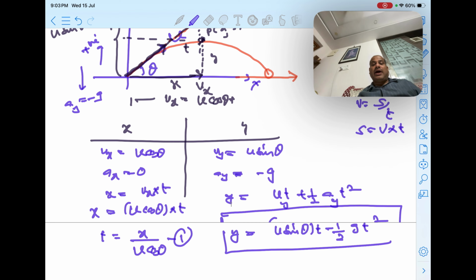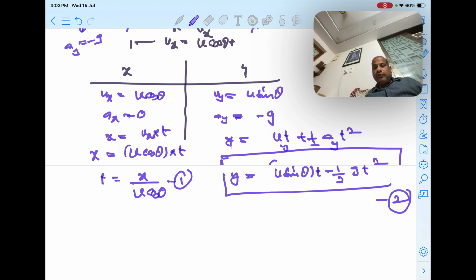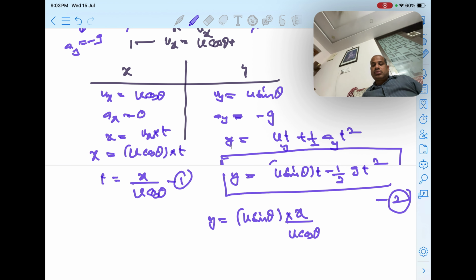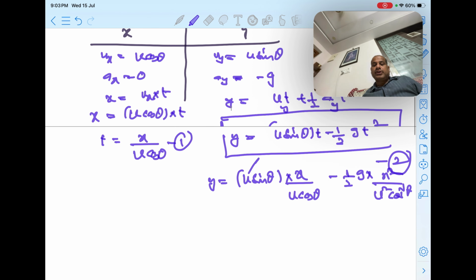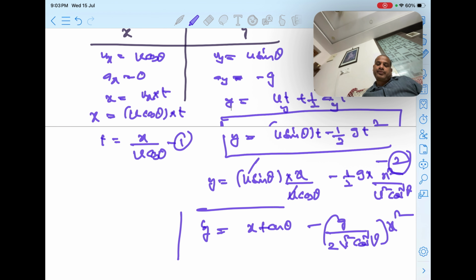Okay, now I want to know its trajectory path. Path means always in terms of only x and y. So if we substitute the value of t in equation 2, y will be u sin theta into t, where t is x by u cos theta, minus half g into x square by u square cos square theta. So here u gets cancelled, and y becomes x tan theta minus g by 2 u square cos square theta into x square.